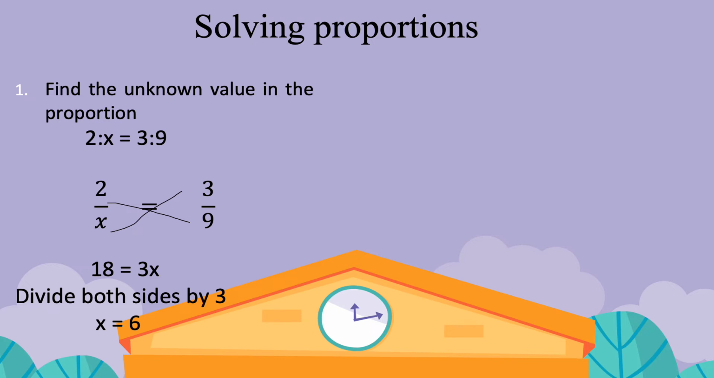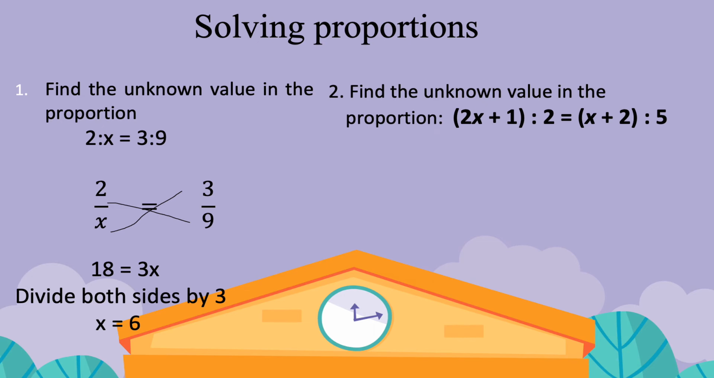Hence, x equals 6. The second problem is to find the unknown value in 2x plus 1 ratio 2 equals x plus 2 ratio 5. Okay, this proportion has many more variables than I've seen previously. And they're in expressions rather than standing by themselves. So this is going to be a cross-multiplying solution.